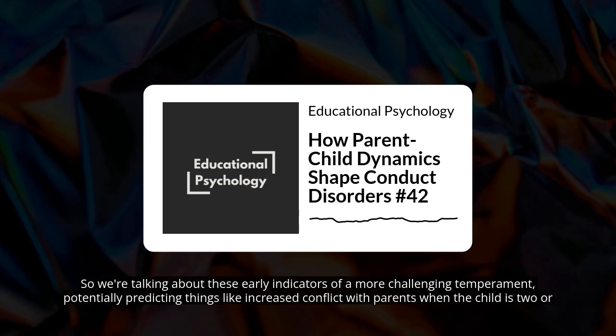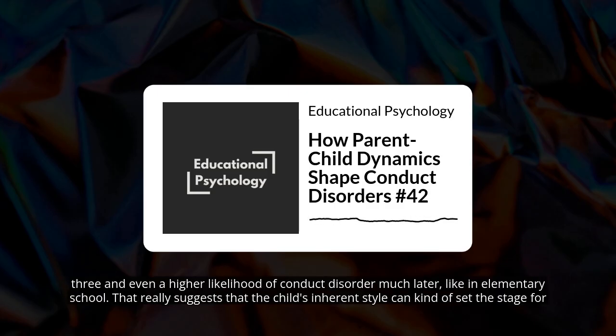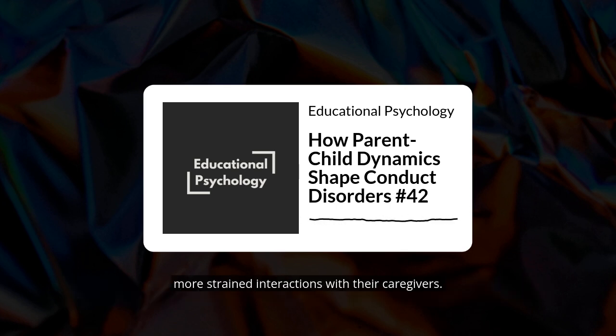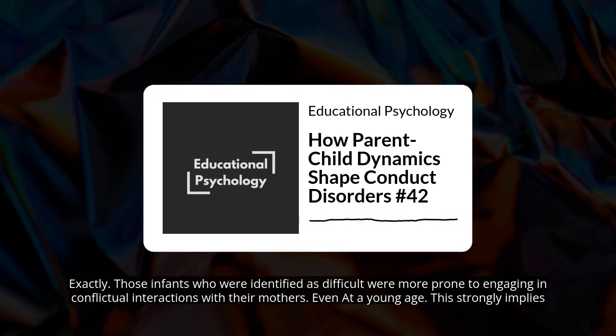potentially predicting things like increased conflict with parents when the child is 2 or 3, and even a higher likelihood of conduct disorder much later, like in elementary school. I see. That really suggests that the child's inherent style can set the stage for more strained interactions with their caregivers. Exactly. Those infants who were identified as difficult were more prone to engaging in conflictual interactions with their mothers, even at a young age.